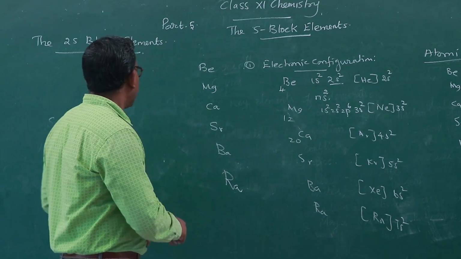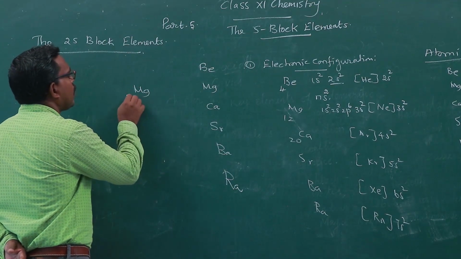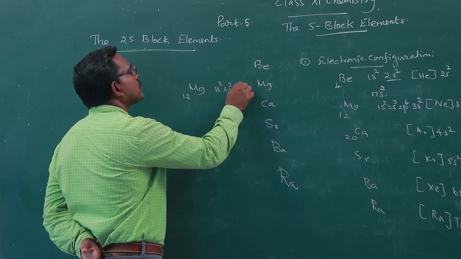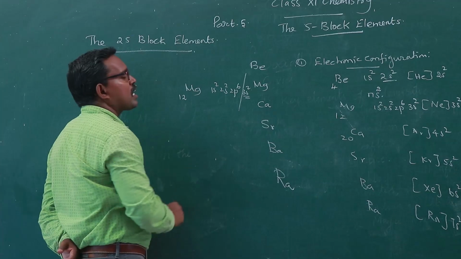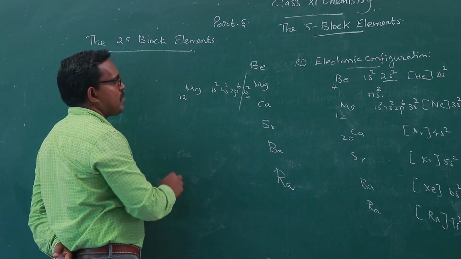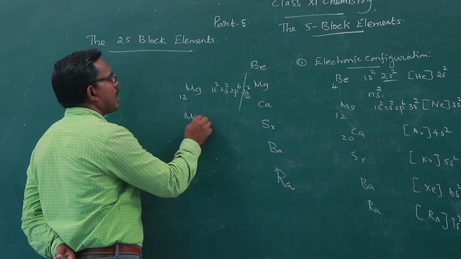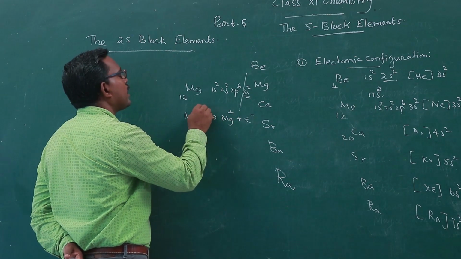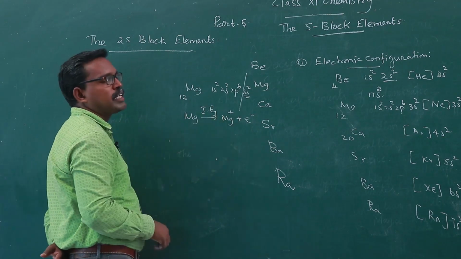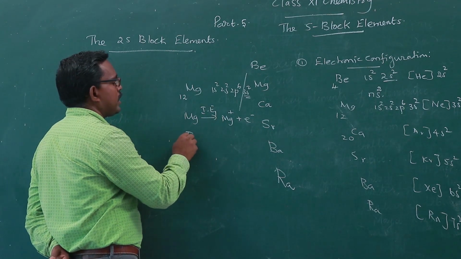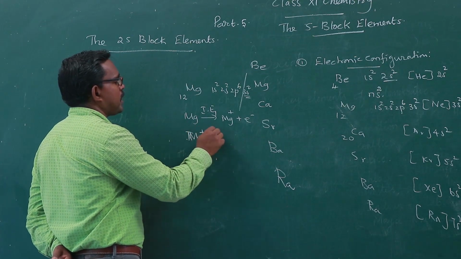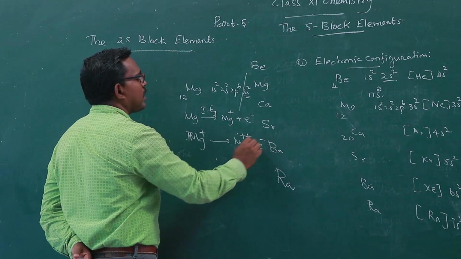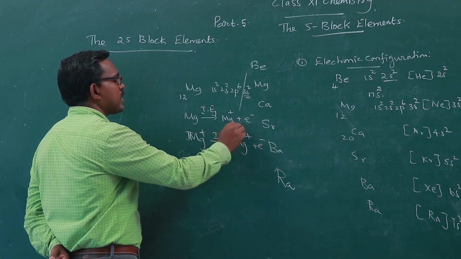For example, we are taking magnesium, atomic number 12, electronic configuration 1s2, 2s2, 2p6, 3s2. The valence shell consists of 2 electrons. The first electron is removed from the valence shell. It becomes Mg+ and an electron. That energy is called ionization energy 1. Then from Mg+, we remove another electron, which gives Mg2+ and an electron. So this is ionization energy 2.